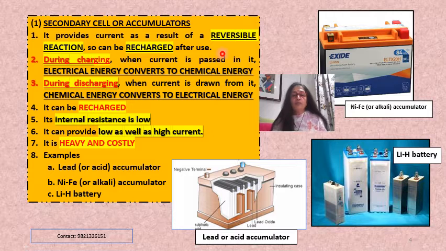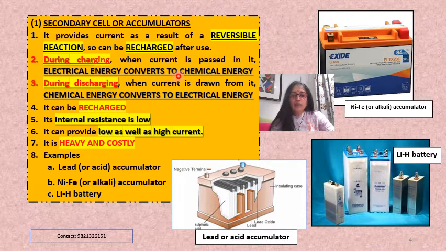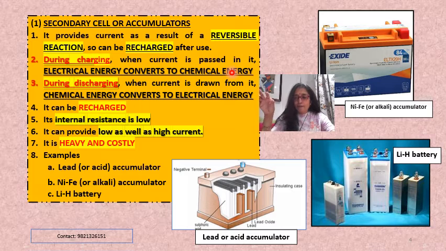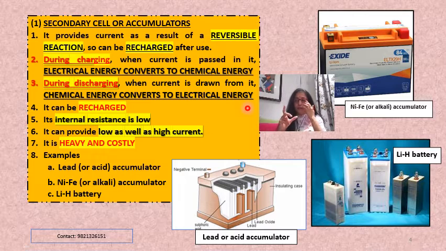So here there is a reversible reaction going on inside them. Chemical to electrical, electrical to chemical. So the reversible reaction going on. So they can be recharged after use. During charging, when current is passed in it or through it, electrical energy converts to chemical energy. To charge it, you plug it in. So electrical energy converts into chemical energy. During discharging, when current is drawn from it, now you put it in a circuit, put a bulb, put whatever you want with it. When current is drawn from it, then chemical energy converts into electrical energy. So it's reversible. You can charge it.